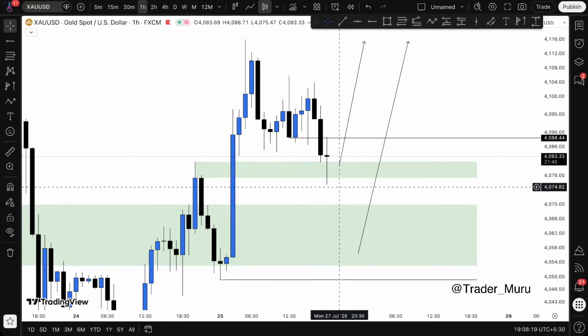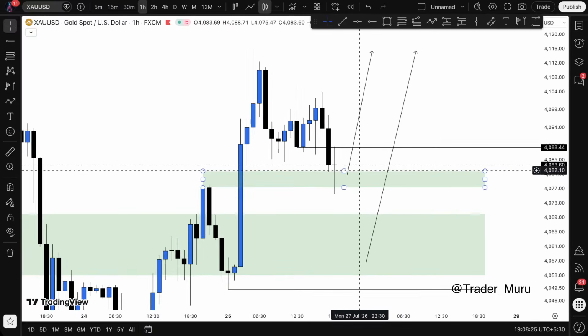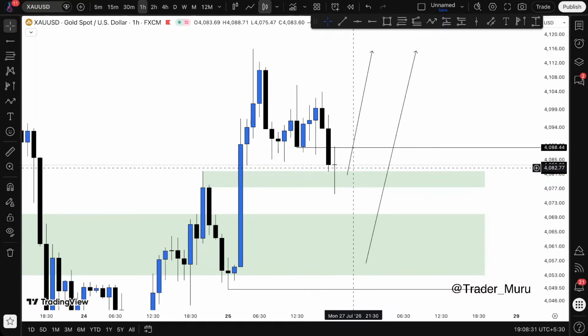Okay, so we have our first target test 4075 on the short side. Now we will watch for buy if we get a 15-minute momentum shift after this 1 hour closing. Wait for 1 hour closing.